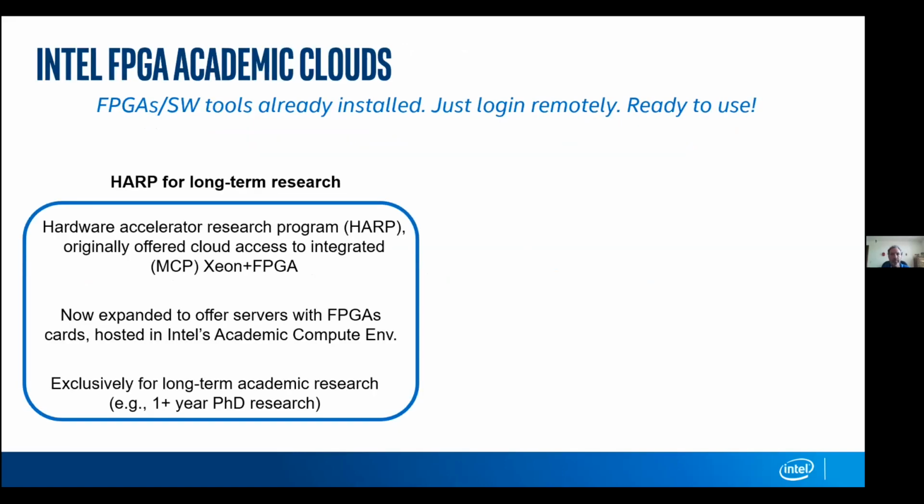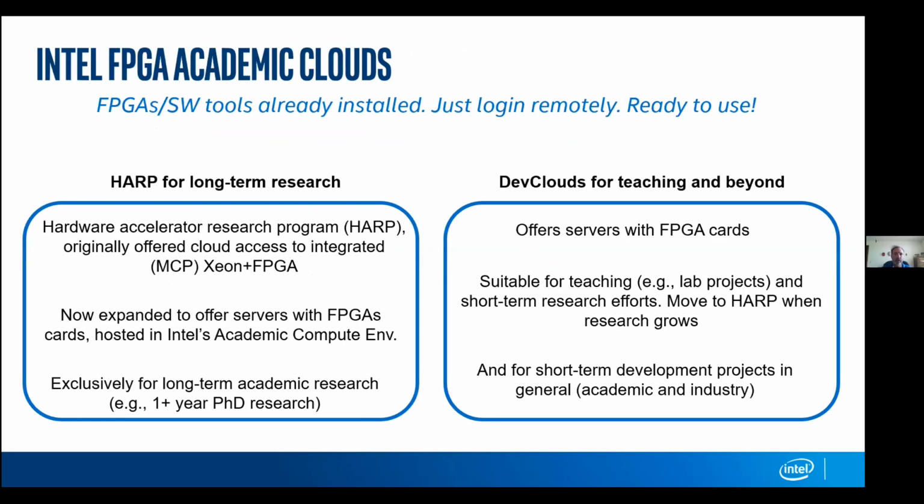So the HARP, let's start with that. That was our original cloud service. This is, again, the Hardware Accelerator Research Program. Around 2014 or 15, we had a combo chip where we put a Xeon and an FPGA in a single package that we offered on HARP, and then we expanded it to these PAC cards.